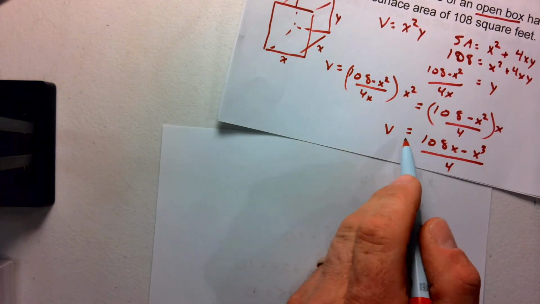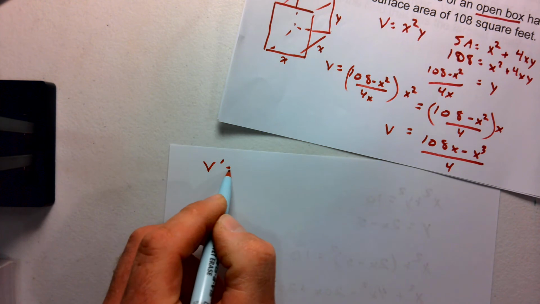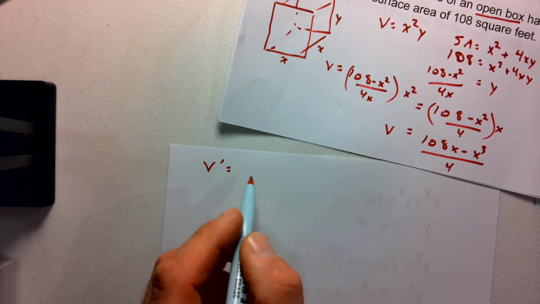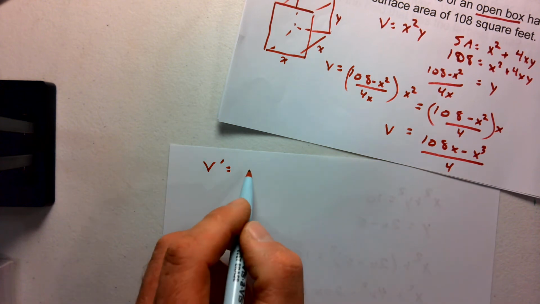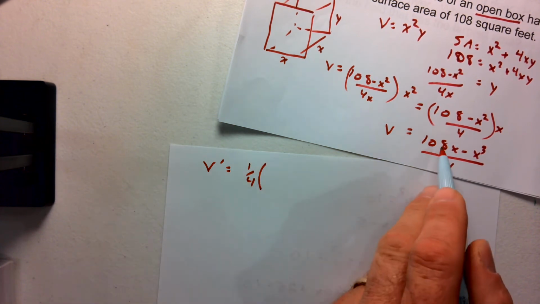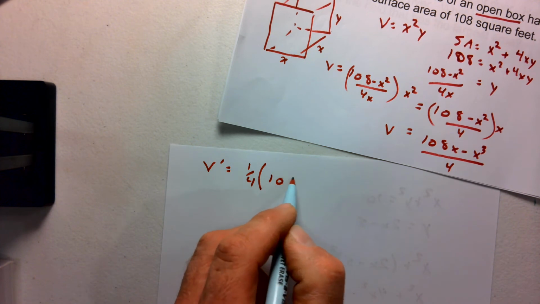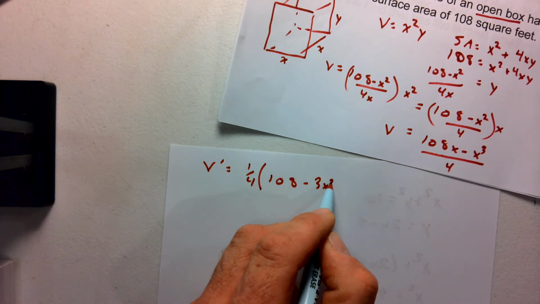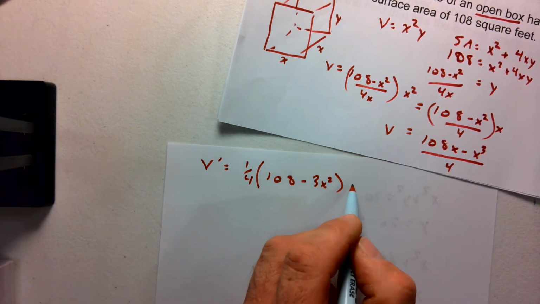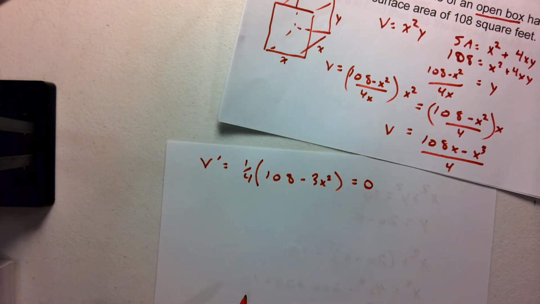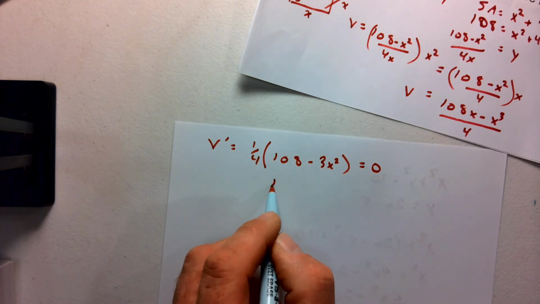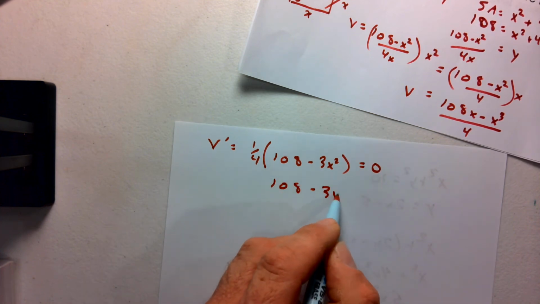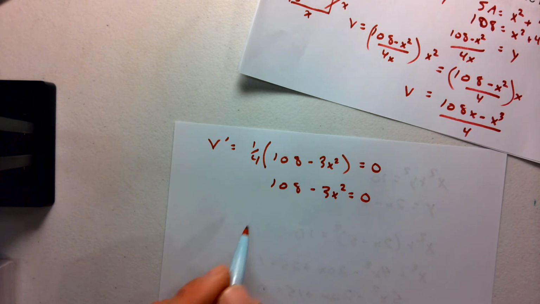So what does that allow me to do? Well, I know then I can find the derivative of this to find my critical points. If we think about this as my 4 in the denominator, there's no variable to it, so I can write this as 1/4 times the derivative of the numerator, which is 108 minus 3x squared. Since I have the derivative, I can set this equal to 0 to find my critical values. I can multiply my 4 over, so I have 108 minus 3x squared is going to equal 0.